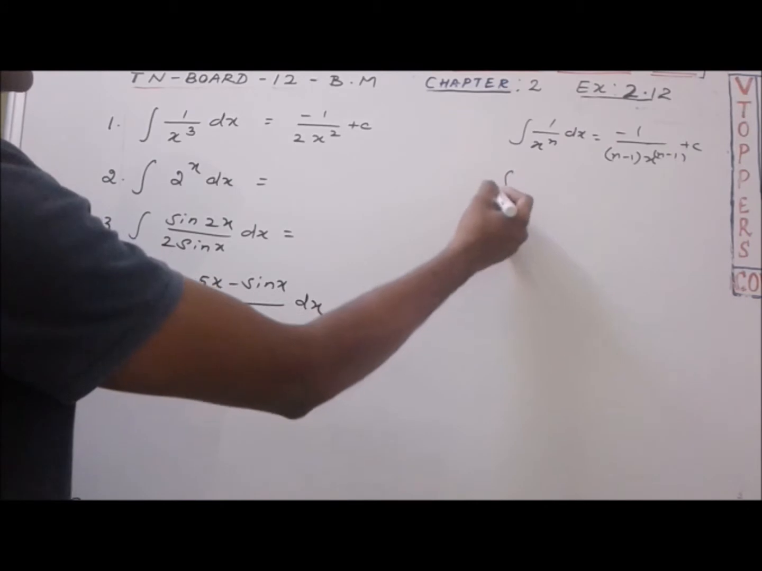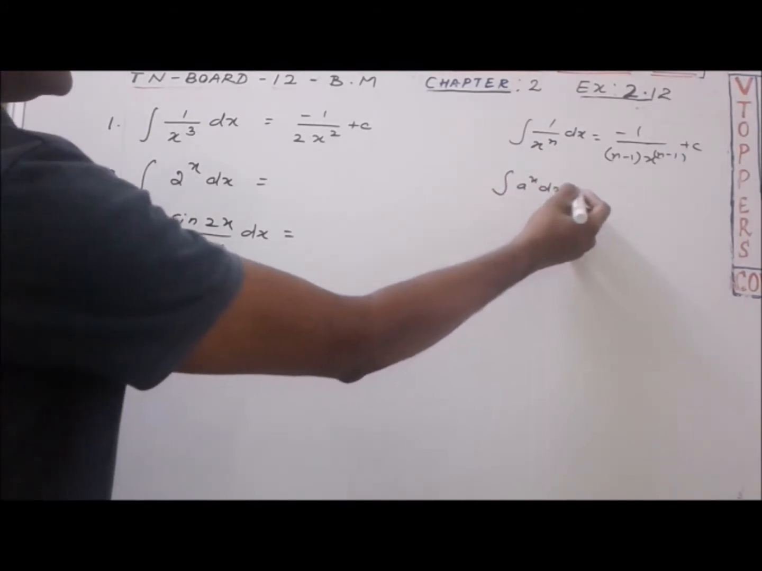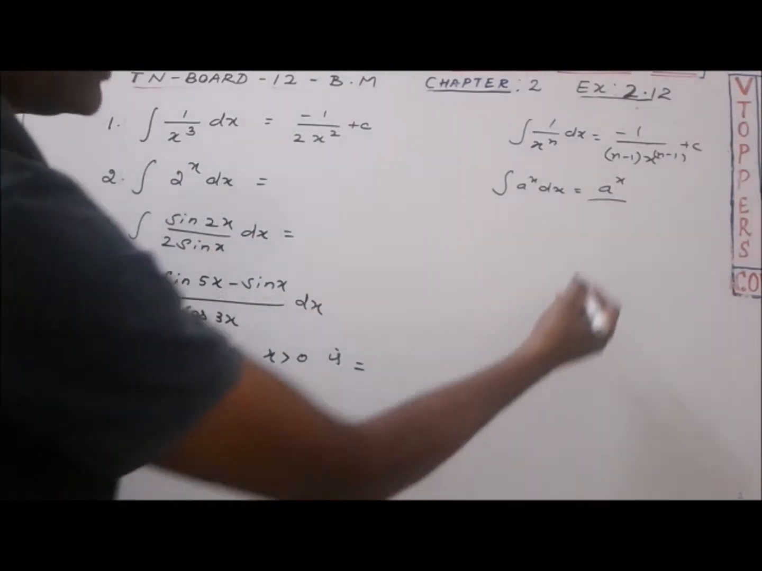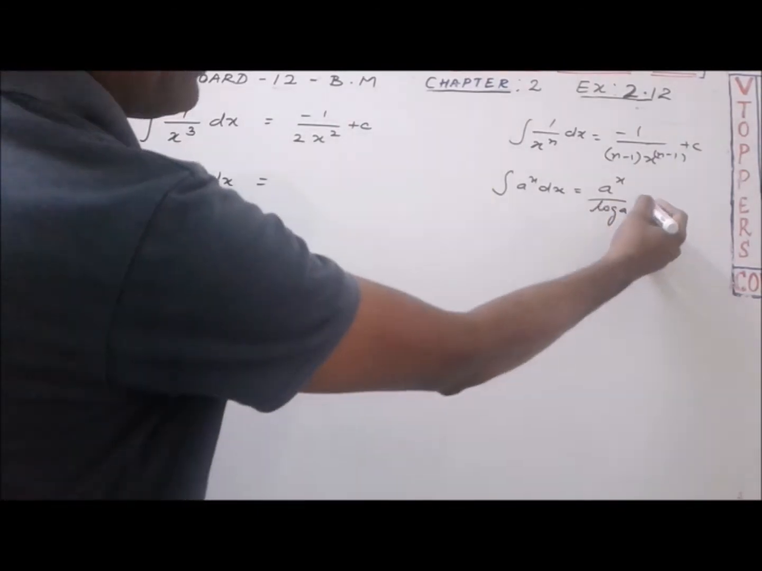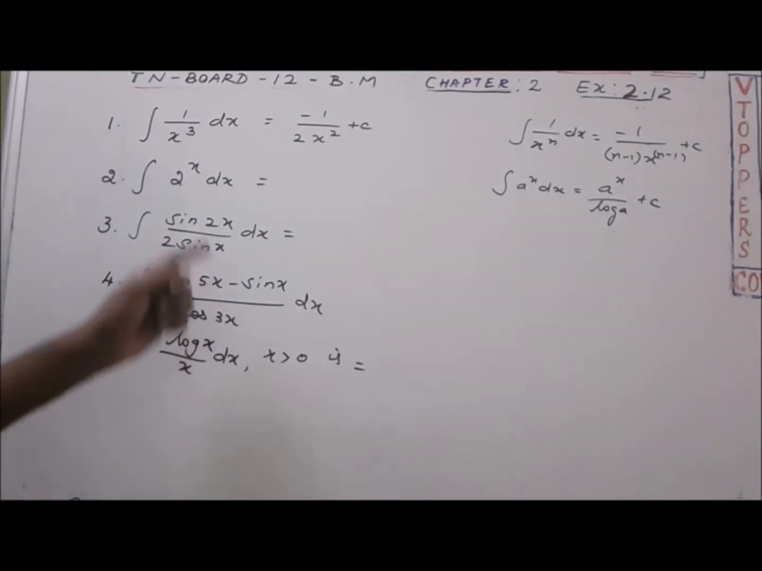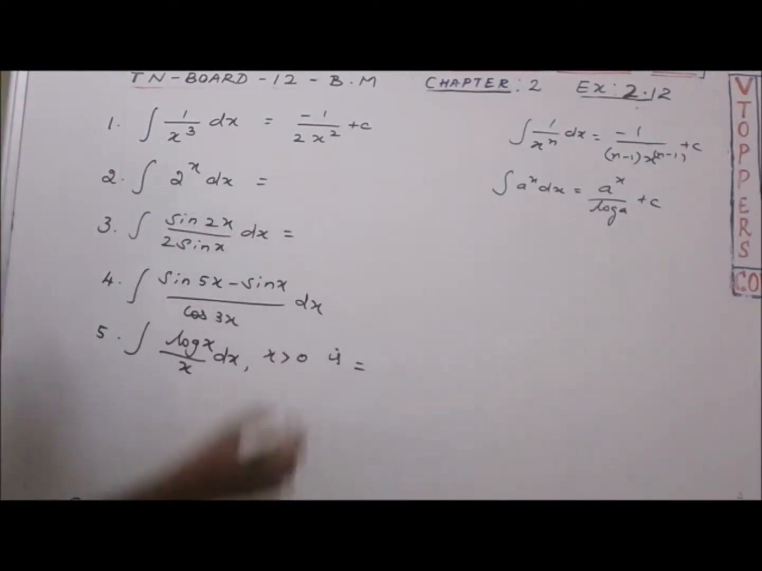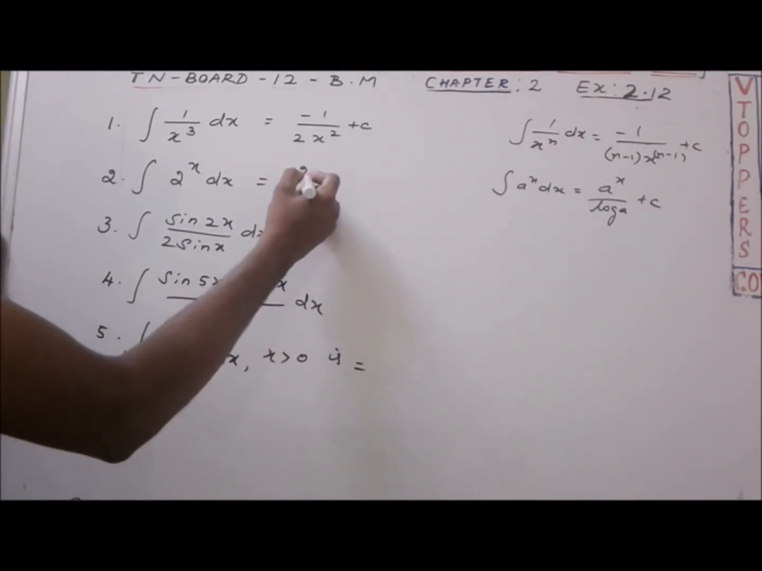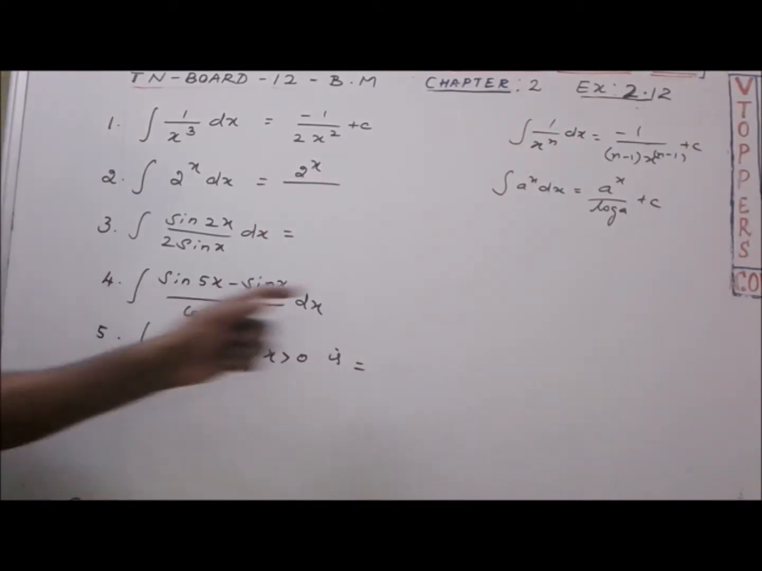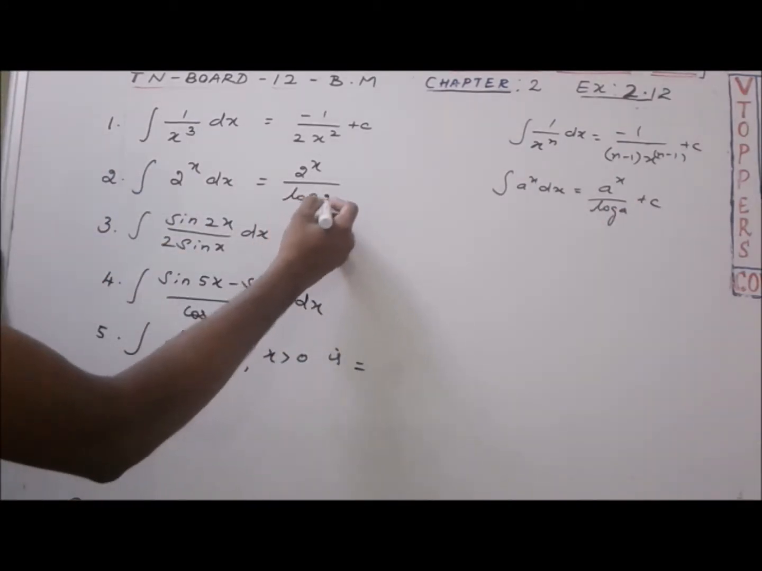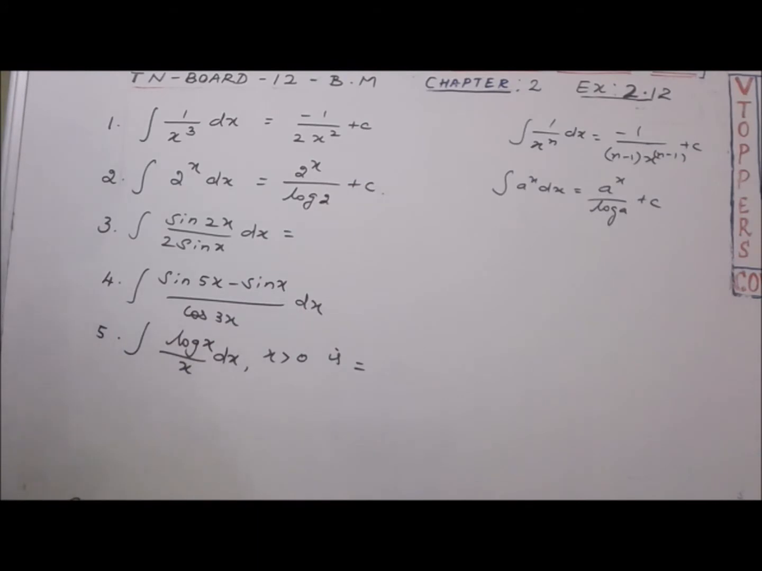For question number 2, integral 2 power x dx, this is in the form of integral a power x dx, that is equal to a power x divided by log a plus c. Here we have a as 2, substituting in this formula, 2 power x divided by log 2 plus c. That is option number C, the correct answer.